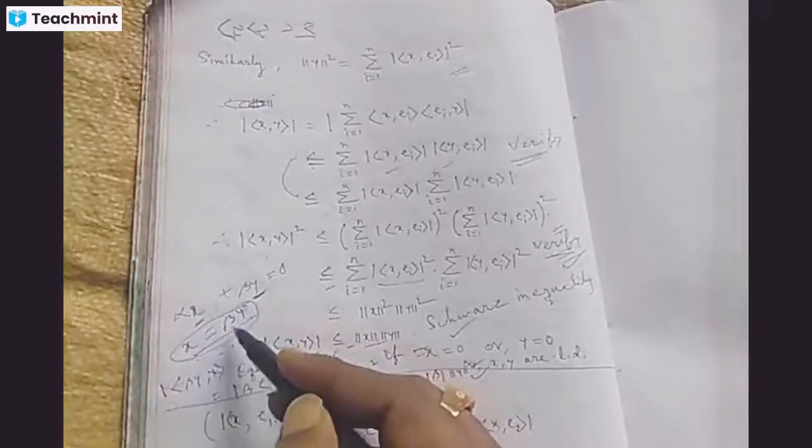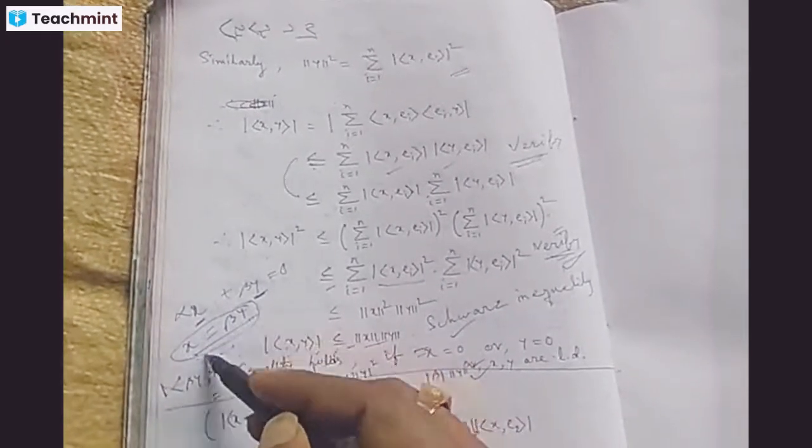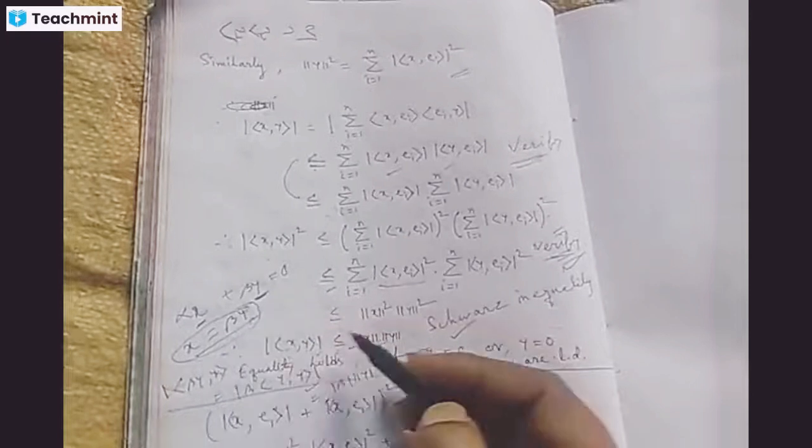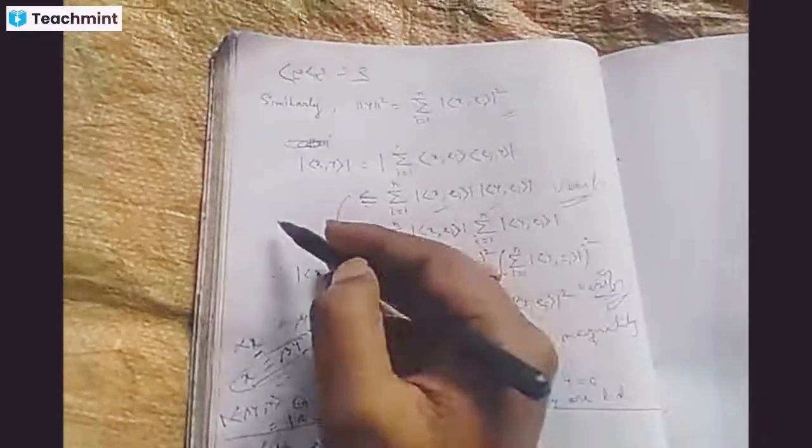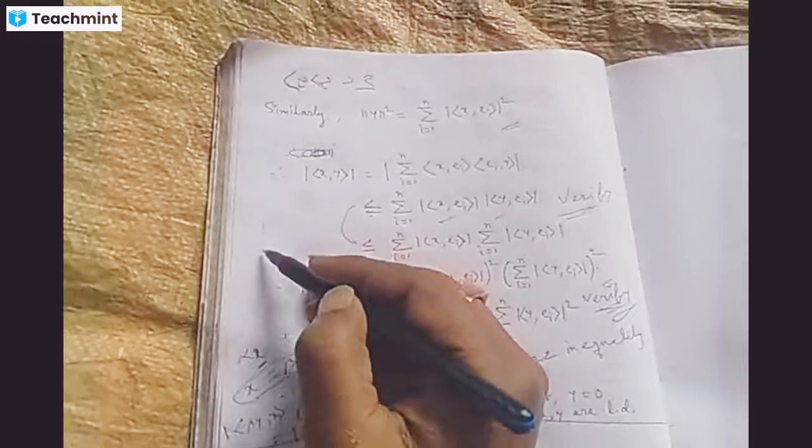It means it has a relation. You can establish a relation between x and y. So this is the famous Cauchy-Schwarz inequality. It is my own way to prove it.